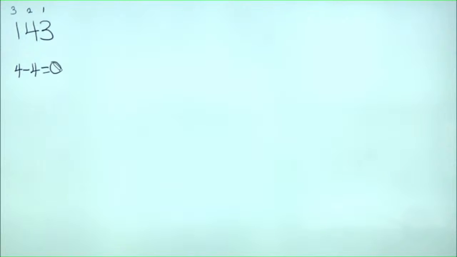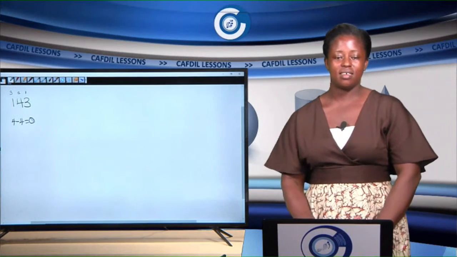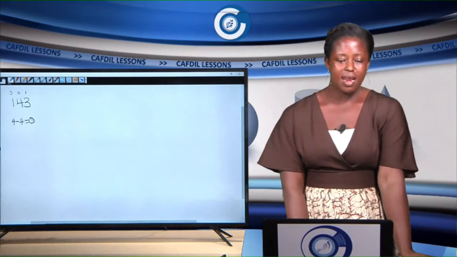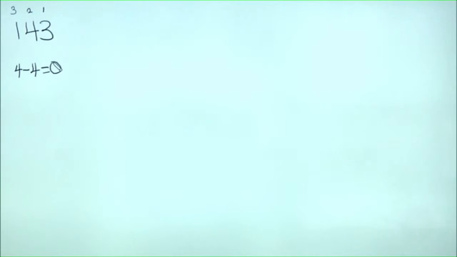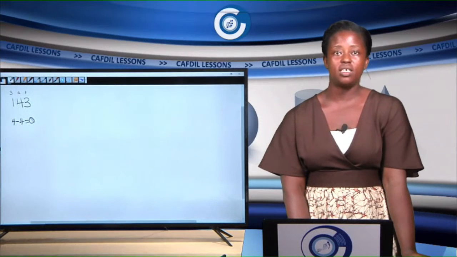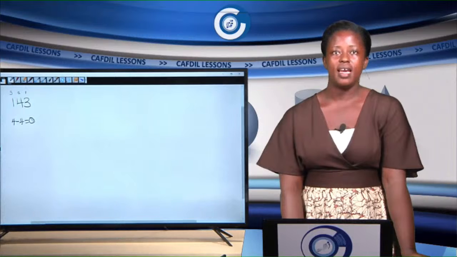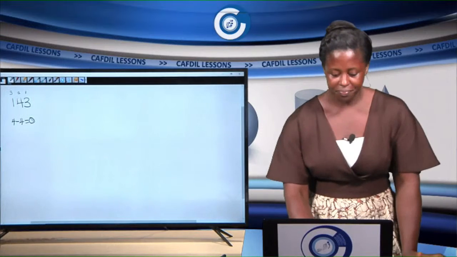Learners, it means the number 413 is divisible by 11. Why are we saying that? When we added the digits at the odd places, we had 4. And the digit at the even place was 4. We subtracted and then we had 0. The difference is 0. It means the number 413 is divisible by 11 per the rule that we read. Alright, another one.